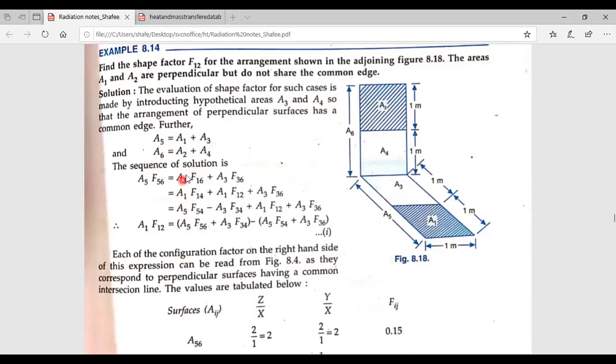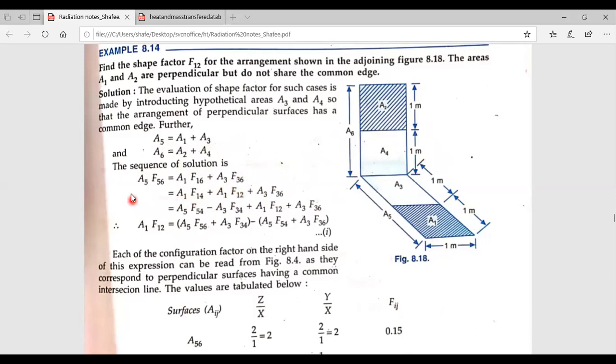See here, A1 F16 I can write down as A1 F14 plus A1 F12. 1 to 4, 1 to 2. Because A1 F16 here I write in terms of two areas, 1 to 4 and 1 to 2. That's what I have written. Plus, I kept this A3 F36 as it is. So why are you doing all these things? Finally what I require is F12.